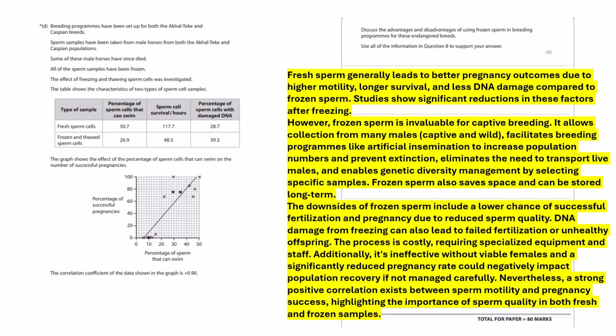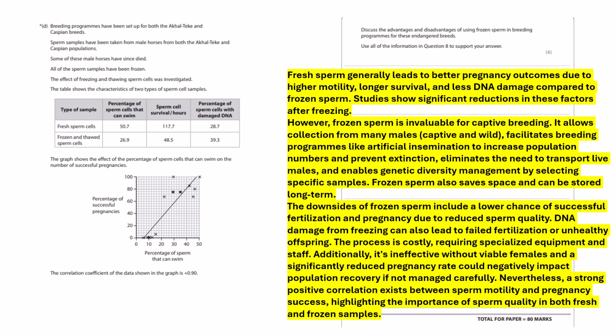Breeding programs have been set up for both the Akultiki and Caspian breeds. Sperm samples have been taken from male horses from both the Akultiki and Caspian populations. Some of these male horses have since died. All of the sperm samples have been frozen. The effect of freezing and thawing sperm cells was investigated. The table shows the characteristics of two types of sperm cell samples.